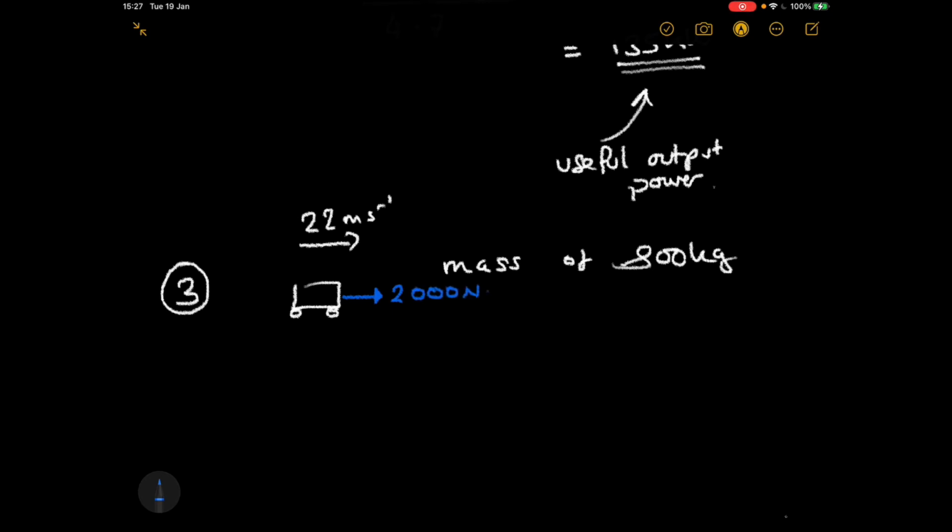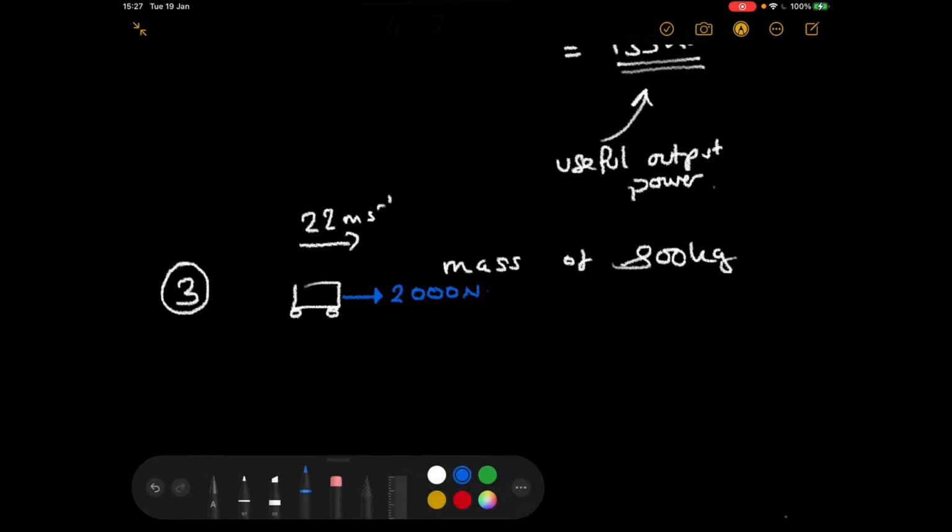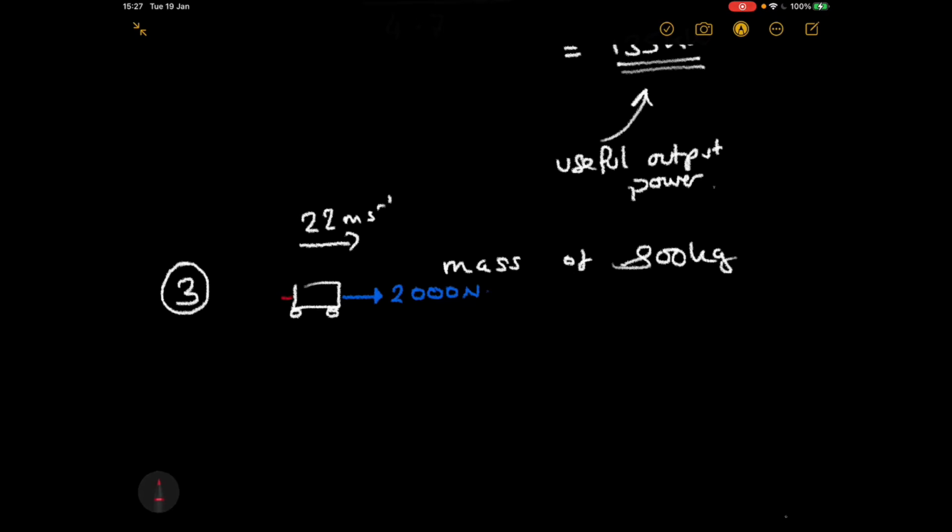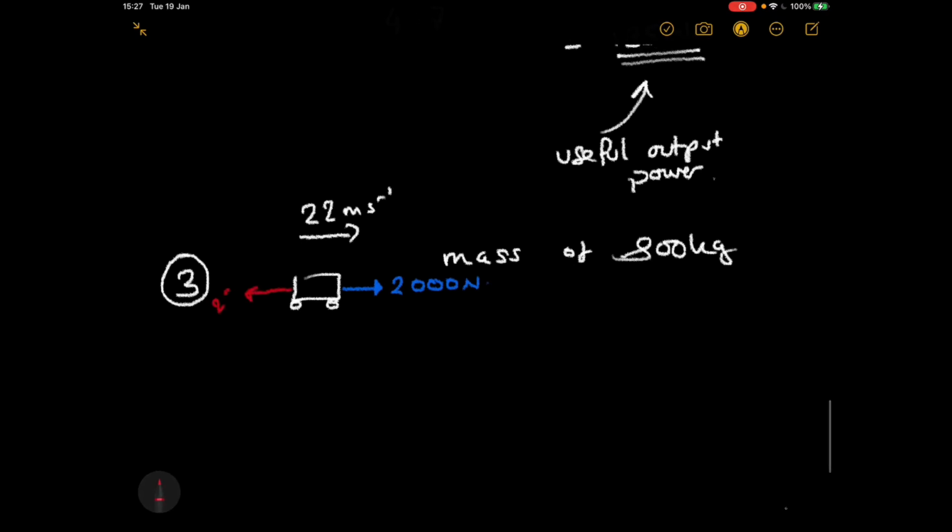Now, importantly this time, this car is traveling at a constant velocity, which means that the forward force of the engine is being balanced by the resistive forces, also of 2,000 newtons, which is due to the drag forces and friction.